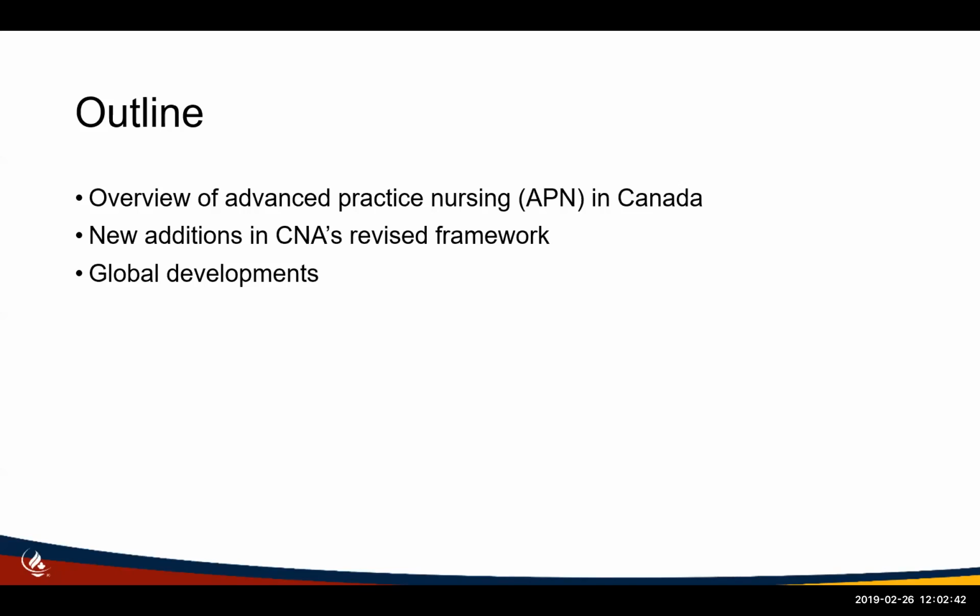The framework has new sections, and I will highlight these in the presentation. First, I will provide an overview of what advanced practice nursing is, and present the new and revised framework sections or elements. We are also asked a lot about what's happening with ICN and with the role internationally, so I will provide an update, with exciting news for Canada related to some global developments.